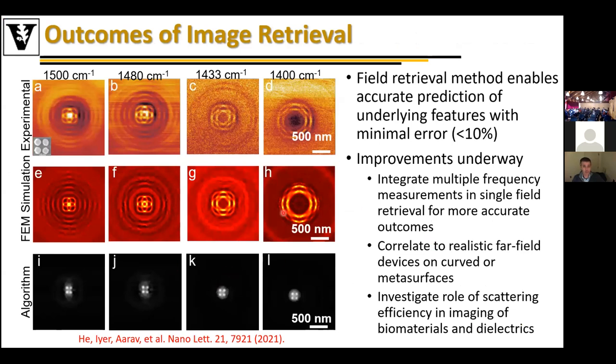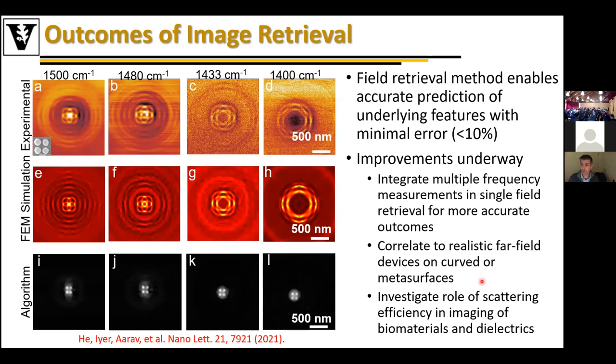And here you can see some of the results of that algorithm. These are the experimental SNOM images at four different frequencies. These are electromagnetic simulations of what we would have anticipated seeing, to reasonably agree with what we have. But from their algorithm at each of these four different frequencies, the field retrieval method gets the structure of this, the size of the disks and their separations within about 10%, independent of what wavelength we look at. By integrating further, you could actually take all four of these and couple them together to fine tune these results.